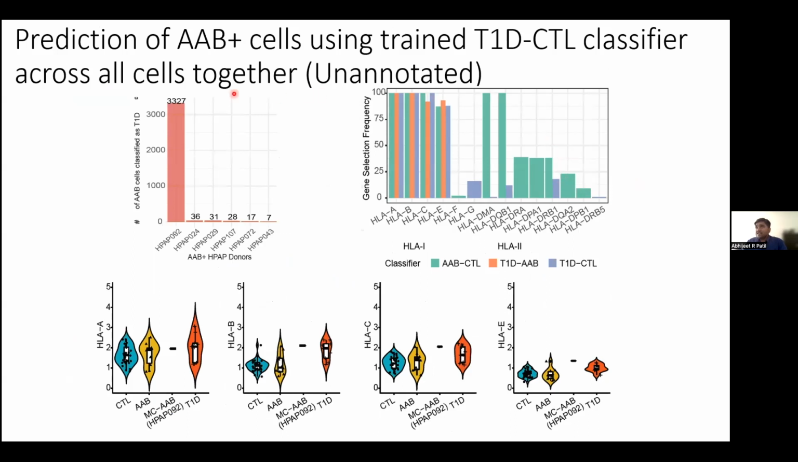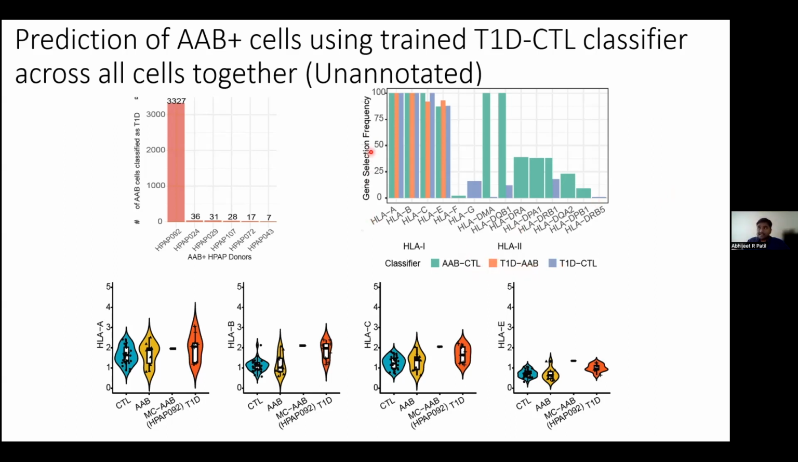Next, we applied the same strategy, but now in unannotated cells. So this group shows all the unannotated cells, regardless of the cell type. We just use everything we have in the data and plug in the autoantibody positive group as a test set and check how the cells are being classified. And we found that HPAP92, again, this particular donor, was classified as type 1 diabetic and not control. On the right-hand side, these bar charts show the selection frequency in the type 1D versus control, and all the different classifiers.